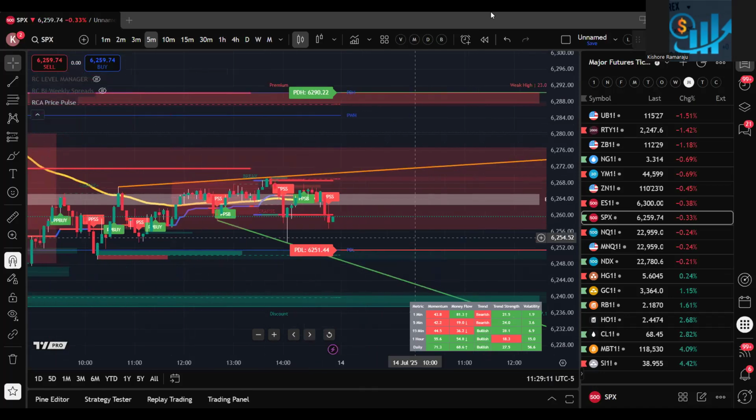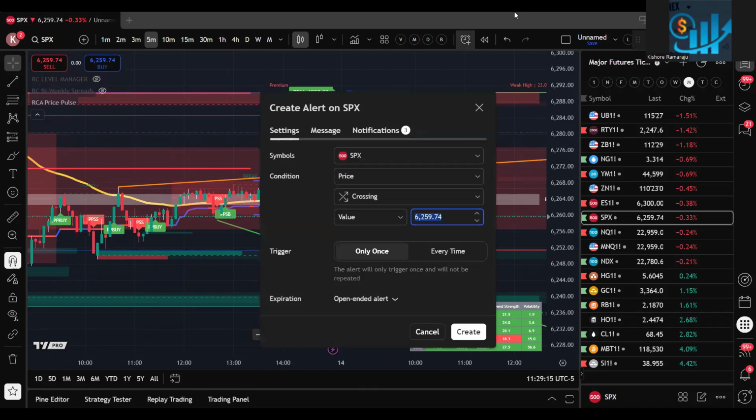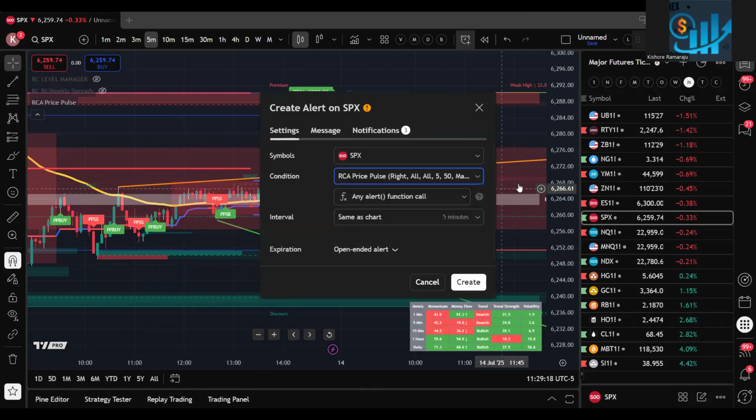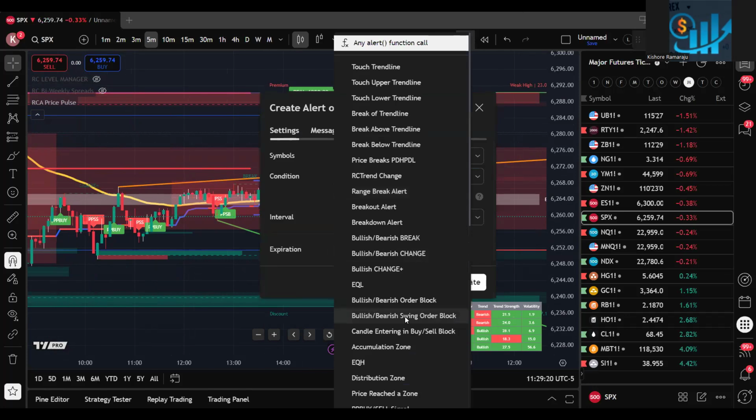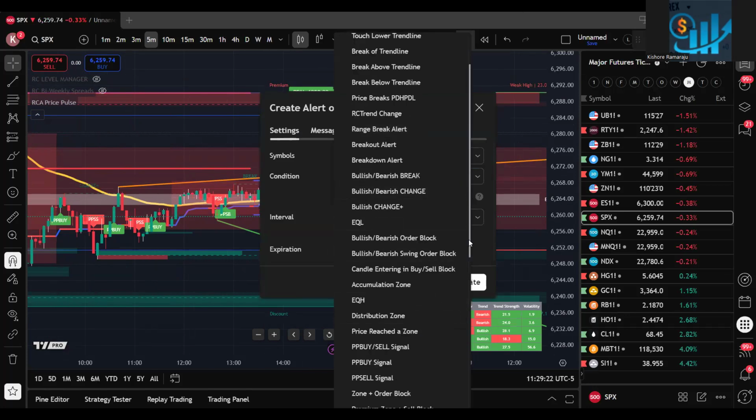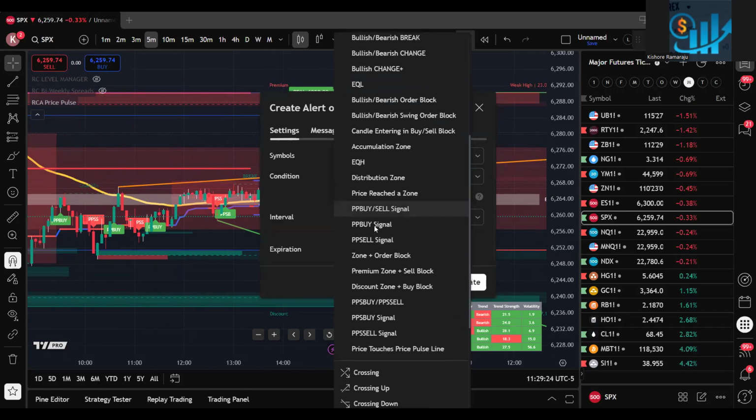There is one major alert we can use in Price Pulse. One is you can do buy and sell, right? You have PP buy, PP sell. That is one important indicator we can use. Whenever there is a buy signal or sell signal, we will receive a notification.